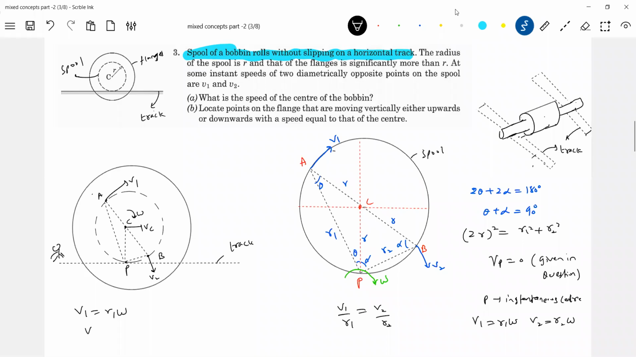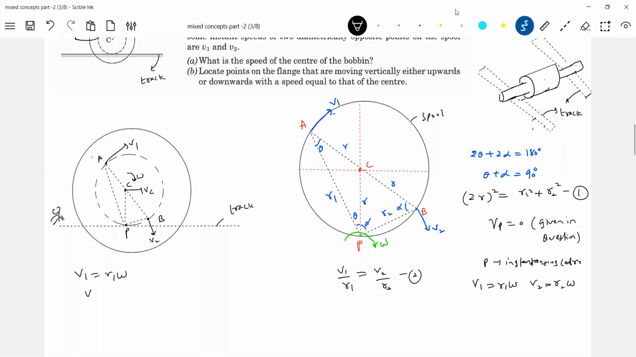So shall we substitute now? Here r1, r2 is what we assumed, no? So I'll do one thing. This equation I'll call equation 1, this equation 2. Let me simplify for r2. Because v1 and v2 are known, r1 and r2 are unknown. Let me solve for r1 and r2, solving equations 2 and 1. We will get expressions for r1 and r2.